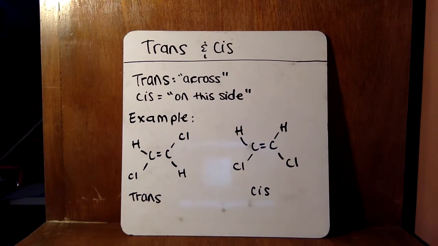In other words, atoms are locked on opposite sides of the double bond. This is known as trans. And in the other, the atoms are locked on the same side of the double bond, and this is known as cis.